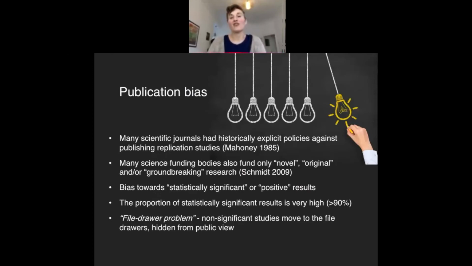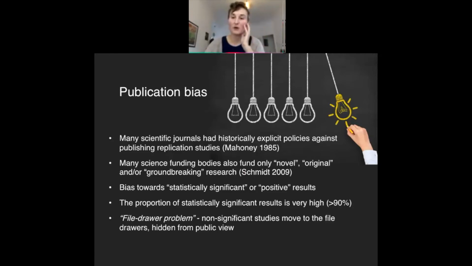So what's the publication bias? Many scientific journals historically had explicit policies against publishing replication studies. There are many examples where they simply rejected a replication study, saying that's not new, that's not novel, so we are not interested in it. And likewise, our science funding bodies also only want to fund research that's novel, original, and/or groundbreaking in its nature. So there's a very strong bias towards statistically significant or positive results.